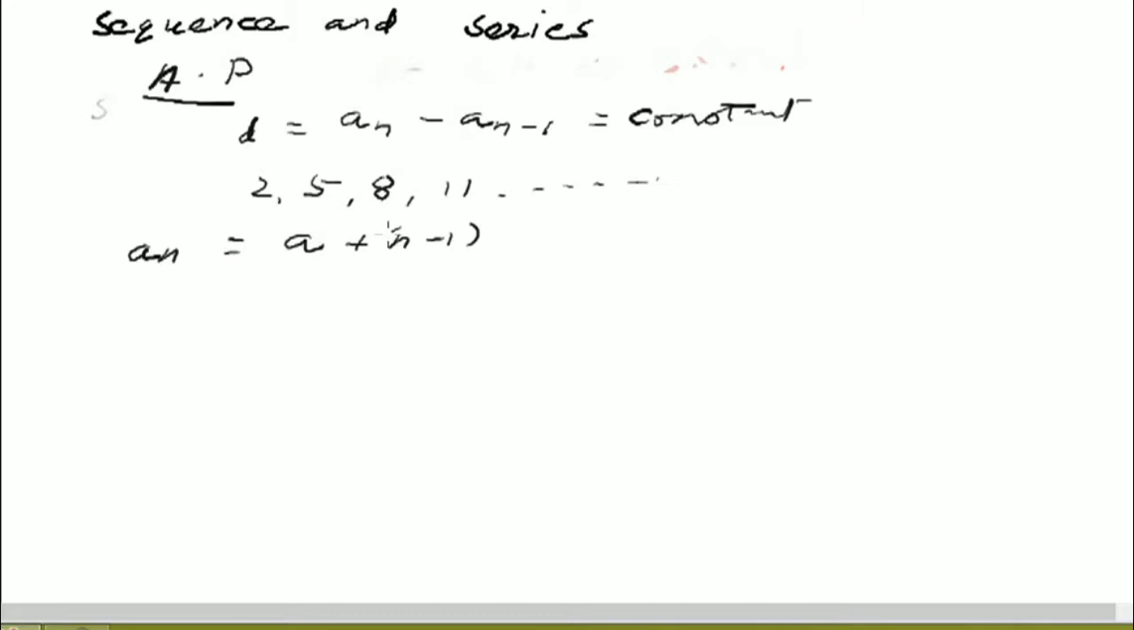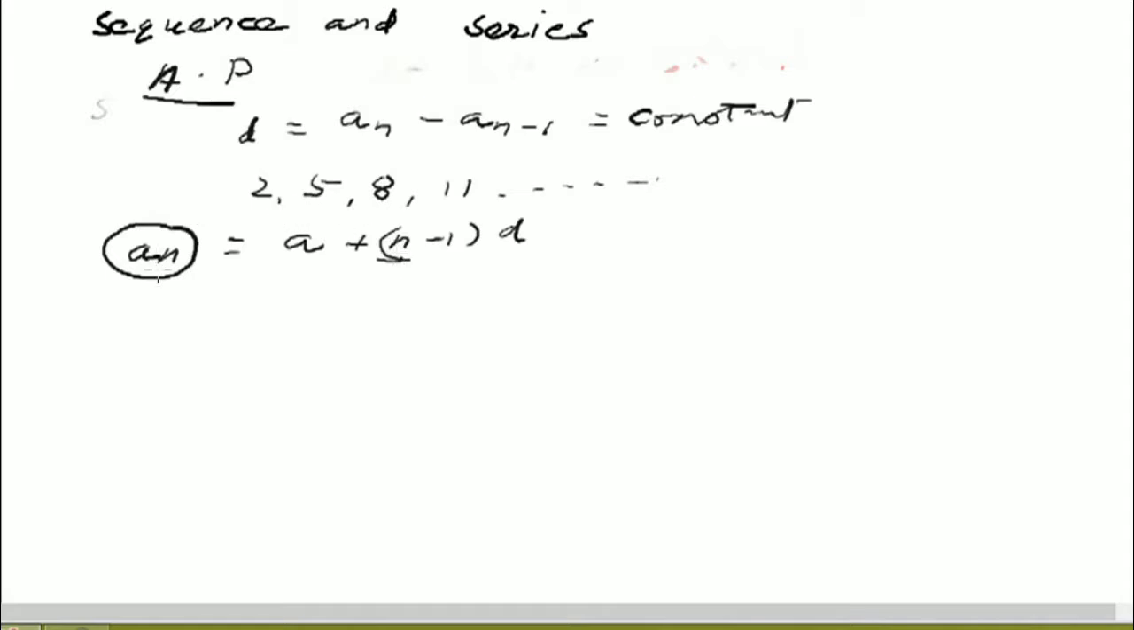The nth term of an AP is given as a plus n minus 1 into d, a being the first term, d being the common difference, an is the value of the nth term, and n is the term which we are talking about. Suppose we are talking about the fifth term, then an is the value of the fifth term and n is 5.